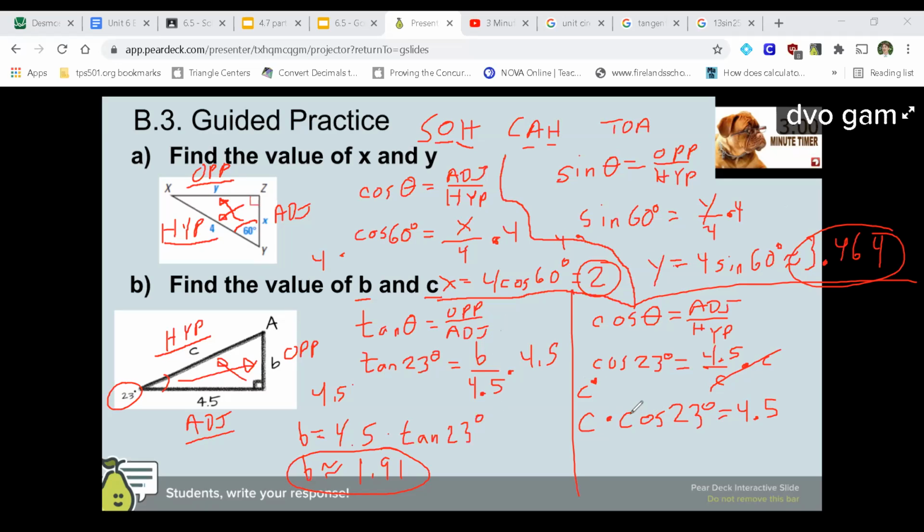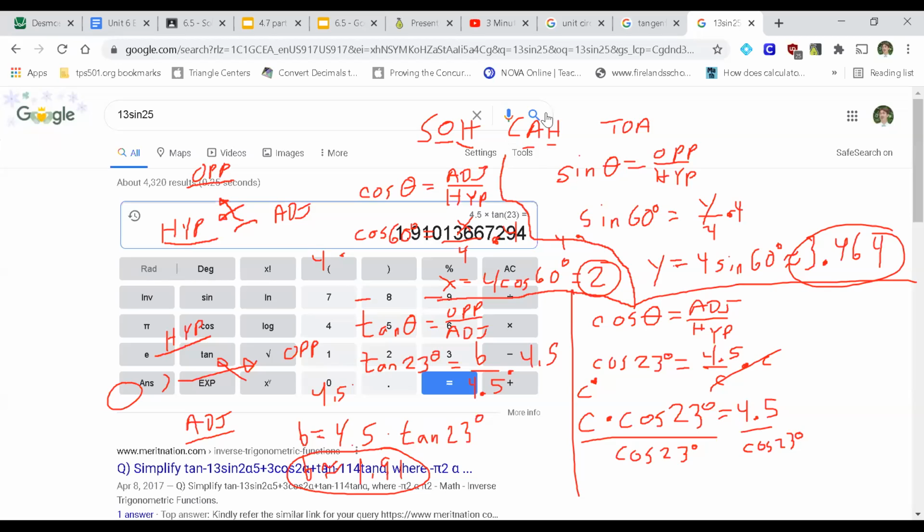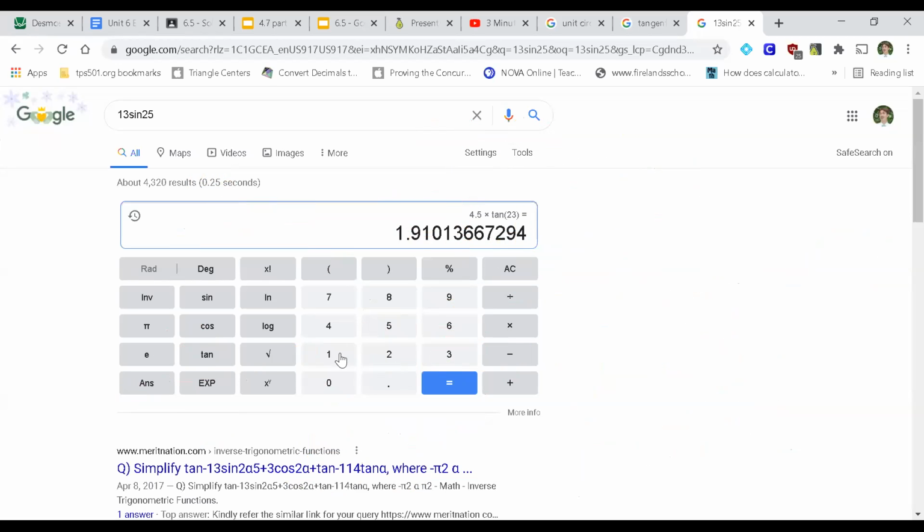So your problem is actually not done. You have to do one more step to get C by itself. So to get C by itself, I have to get rid of this times by cosine of 23. And what's the opposite of multiplying? Divide. So C will be 4.5 divided by the cosine of 23. Which is 4.889.